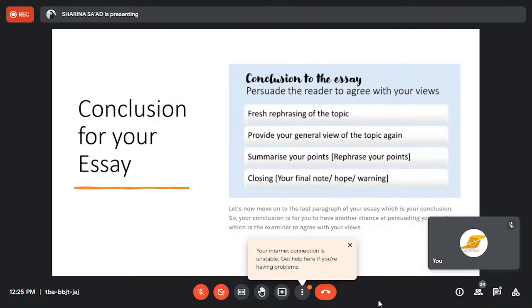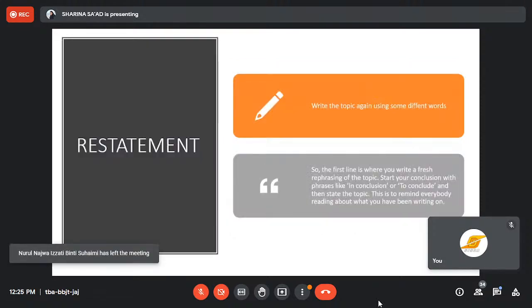Okay, you have to signal that you want to close your paragraph. Normally, students will write in a nutshell, in conclusion, as for conclusion, to conclude, to signal that you are going to end already. And then you have to restate your point in the conclusion.